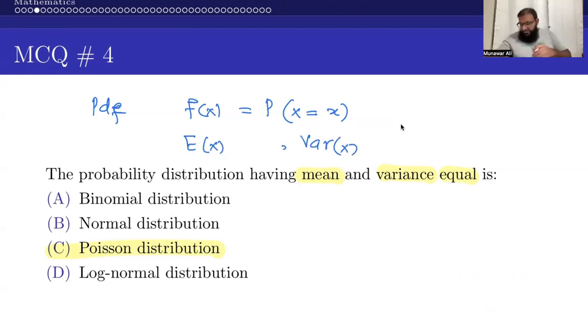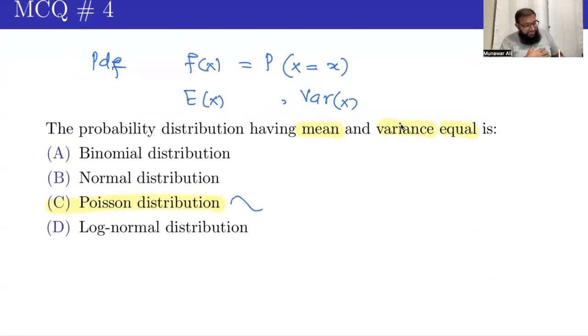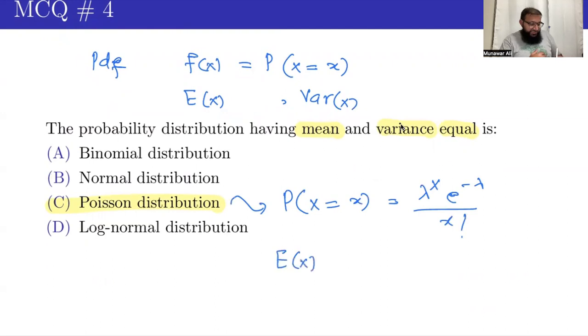But I can mention maybe some of the formulas, but I'm going to mention only the formula related to Poisson. The probability that x takes a fixed value x is lambda to the x e to the minus lambda over x factorial. So the expectation of this probability distribution is lambda, and the variance of this probability distribution is also lambda. You're done. And how do you find expectation and variance?